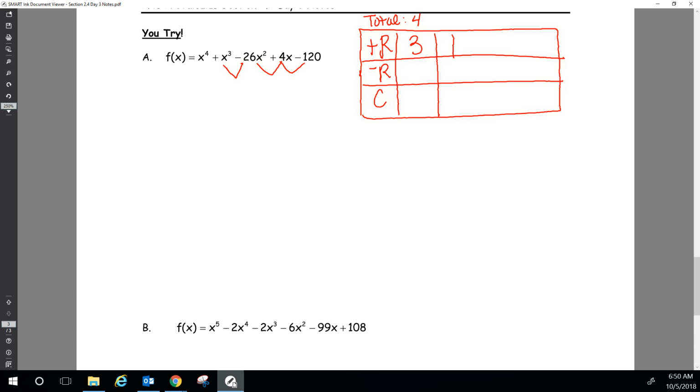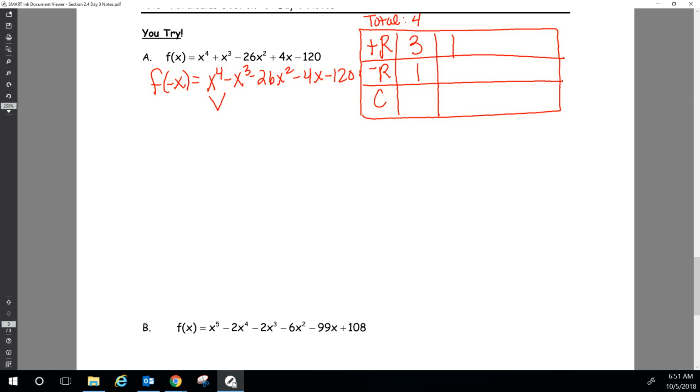To find my negative real zeros, I'm going to plug in negative x and look at the sign changes in f of negative x. Remember, if it's x to an even degree power, the sign will not change, so x to the fourth will stay the same. If it's to an odd degree power, the sign is going to change. Constants never change. So for this one, I went from positive to negative, stayed negative, stayed negative, stayed negative. So just one sign change.